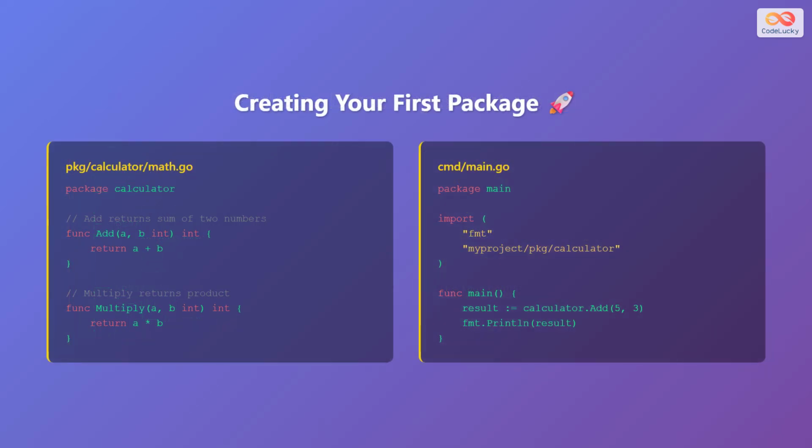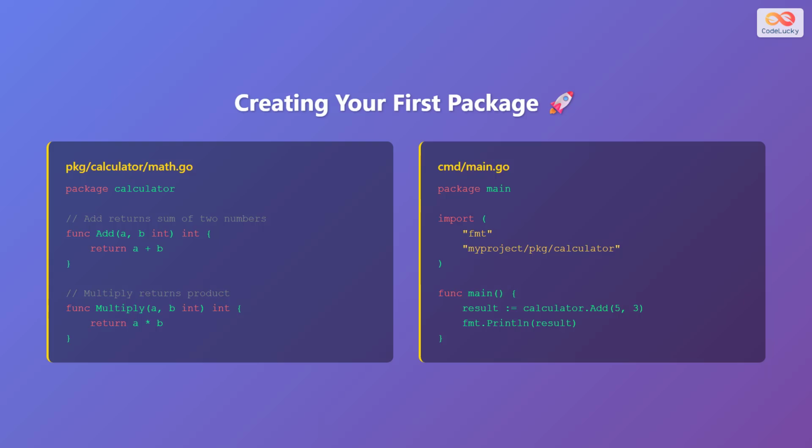Now let's walk through creating your first package. In the pkg/calculator directory, create a file named math.go. This file defines the calculator package and includes functions like Add, which takes two integers as input and returns their sum, and Multiply, which returns their product.